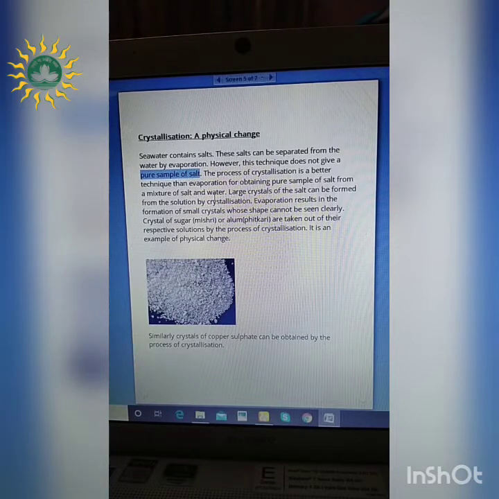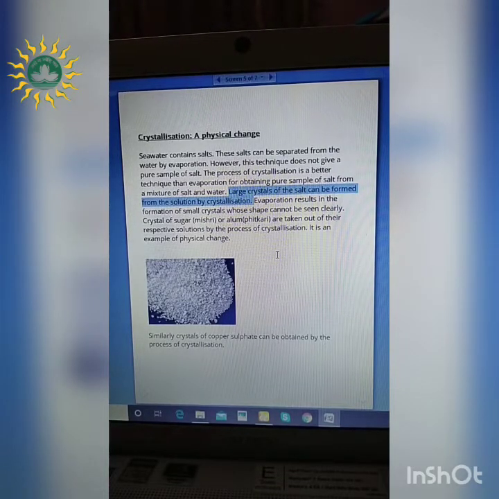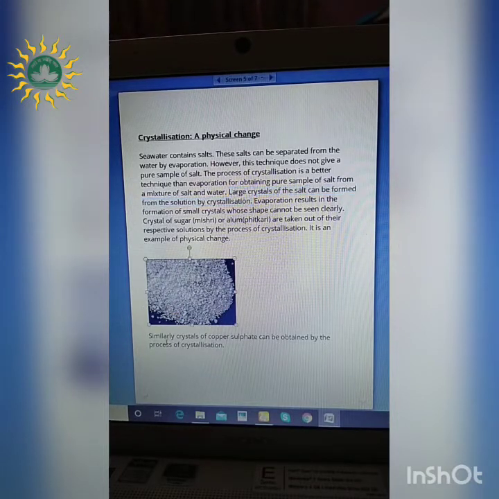In this process of crystallization, the pure sample of salt is obtained from the mixture of salt and water. And obviously large crystals of the salt can be formed from the solution by crystallization. Whereas in the case of evaporation, only small crystals are seen, and as a result it is difficult to identify them. So in this diagram, you can see crystals of copper sulfate can be obtained. Right. In a specific video, I will show you how this process of copper sulfate crystallization takes place.